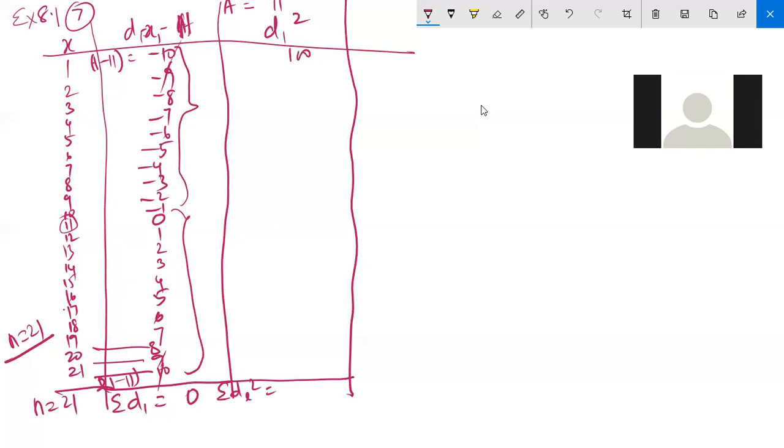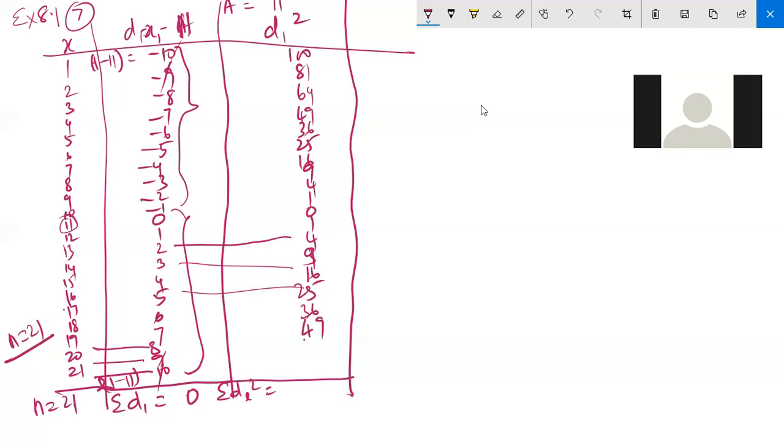10 into 10, 100. Then 81, 64, then 49, 36, 25, 16, 9, 4, 1, 0, 1, 4. 2 squared is 4, 3 squared is 9, 4 squared is 16, 5 squared is 25, 6 squared 36, 7 squared 49, 8 squared 64, 9 squared 81, 10 squared 100. Now you have to add all of this. See, this one is an exact replica of this one. You add once and multiply by 2. That is very simple to do.